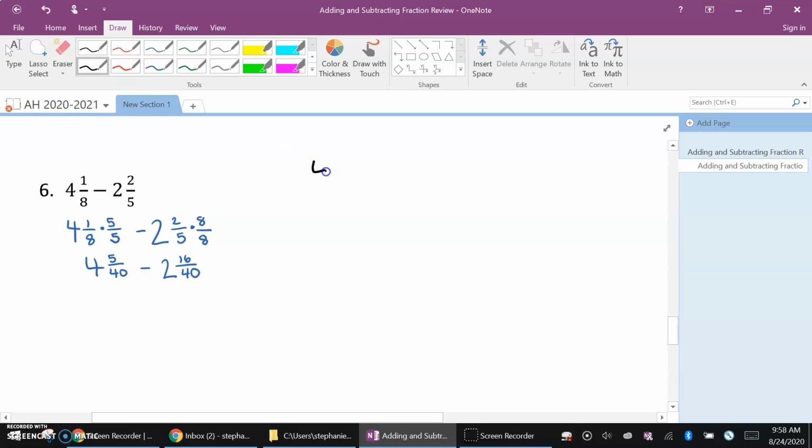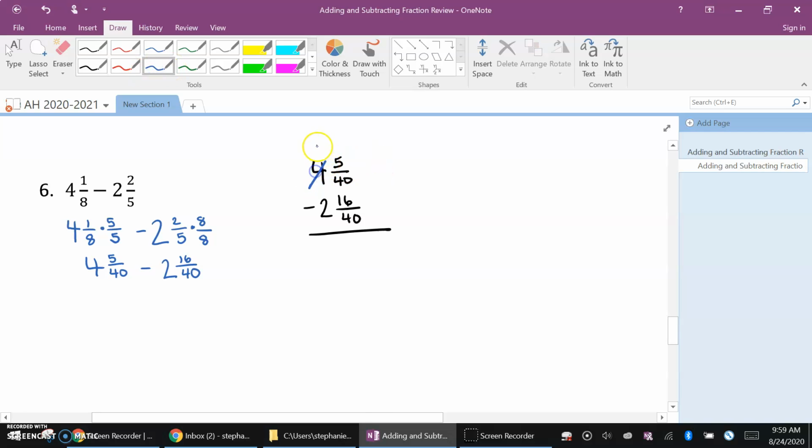So if we do this vertically, we're going to run into a problem. And it's a good problem to have because this is really important. When you're subtracting, you have to be subtracting in the same order, which is going top minus bottom. So while we can do 4 minus 2, we cannot do 5 minus 16, which means we need to borrow.